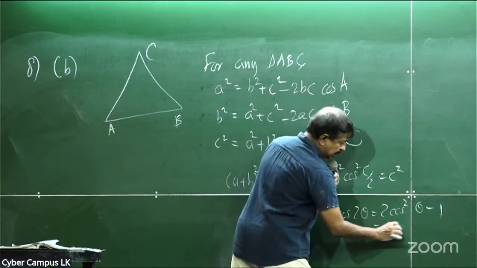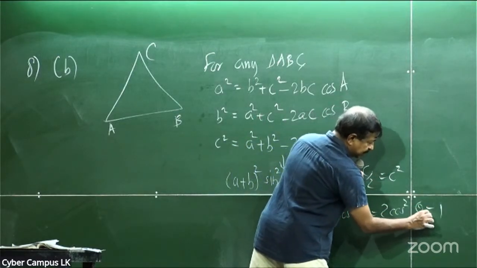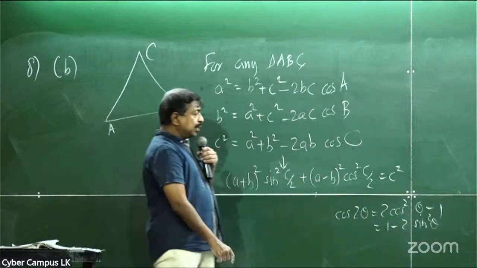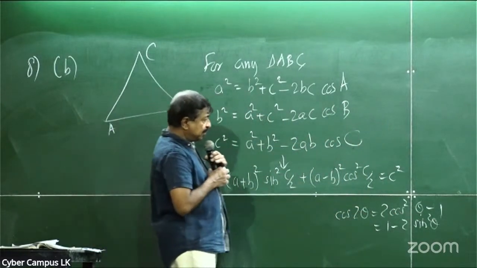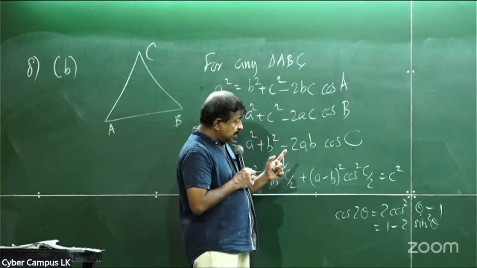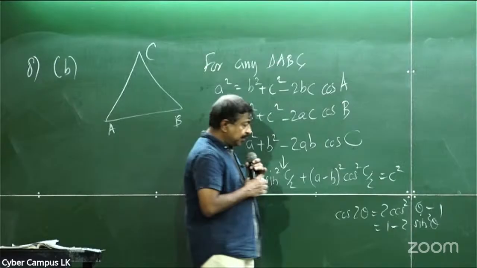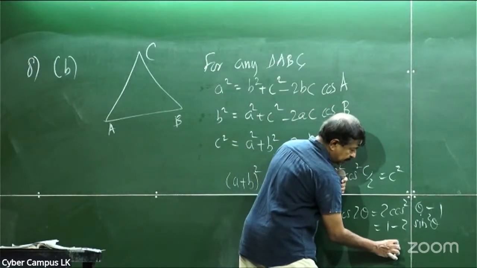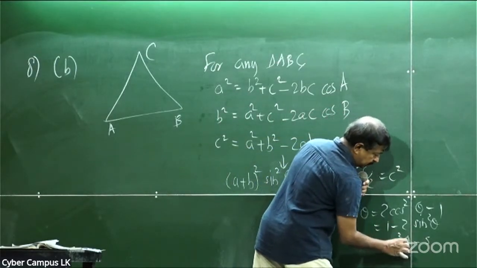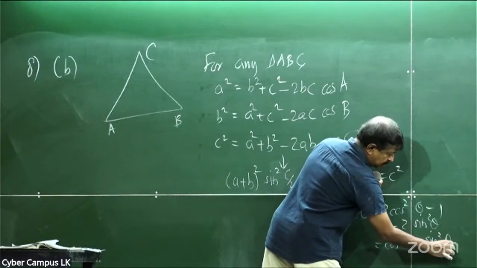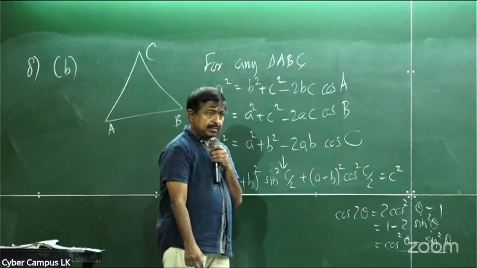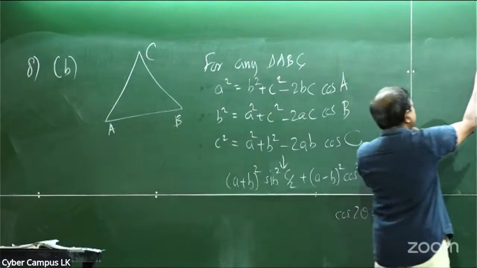That's another formula: 1 minus sine squared theta. But you cannot use either of them. Why? Here you need to have both cosine and sine. Therefore, you have to go for this. Right? So we'll start with that.